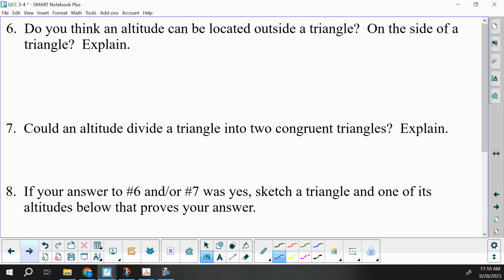Can the altitude be located outside the triangle? Yes. We just saw that in the example. And we want to know, can it be on the side of the triangle? Well, that is going to be true if you're starting with a right triangle. If we were going from this point here and we wanted to form a perpendicular line with the opposite side, the altitude is just going to be right on top of the side because the right angle is already there, and that's what we want. So yes to the first one, and then yes to the second one. For the second one, if it's a right triangle.